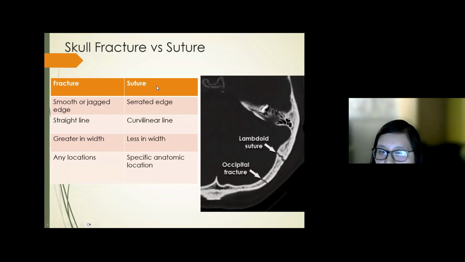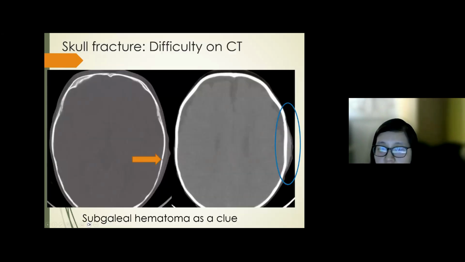But whereas for suture, it has a serrated edge, curvilinear line, less in width, and it has a specific anatomic location. So on this image, what we can see, the occipital fracture, it is a smooth line and also with a straight appearance. So this is an occipital fracture. In contrast, lambdoid suture here is shown that there's a serrated edge and it's curvilinear. So this indicates there's a presence of the suture.